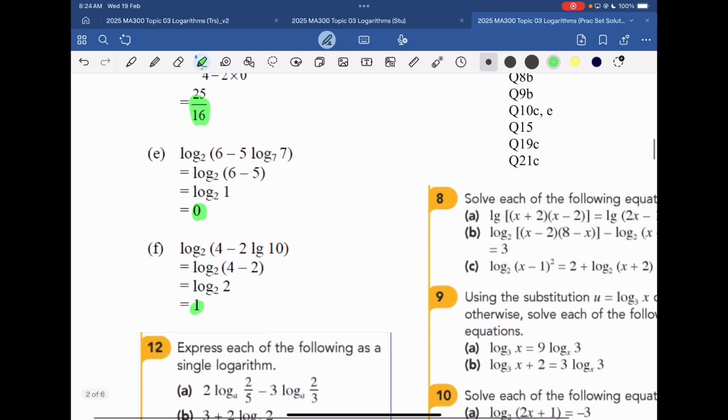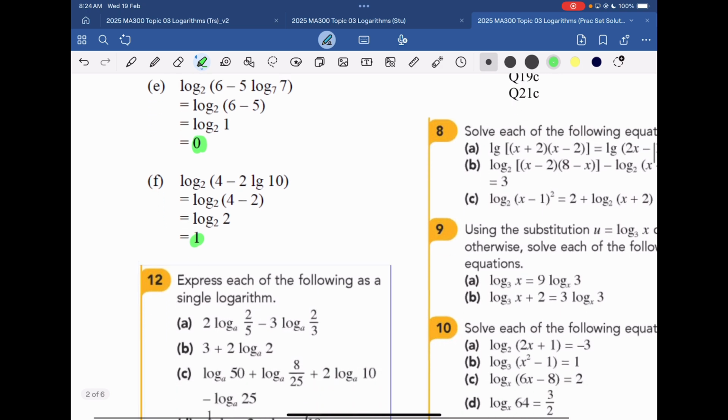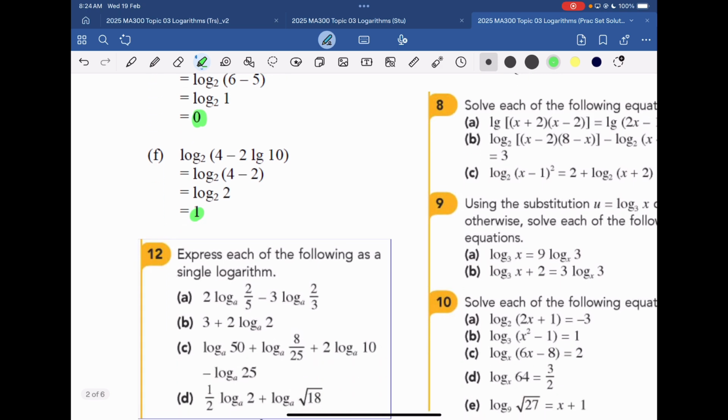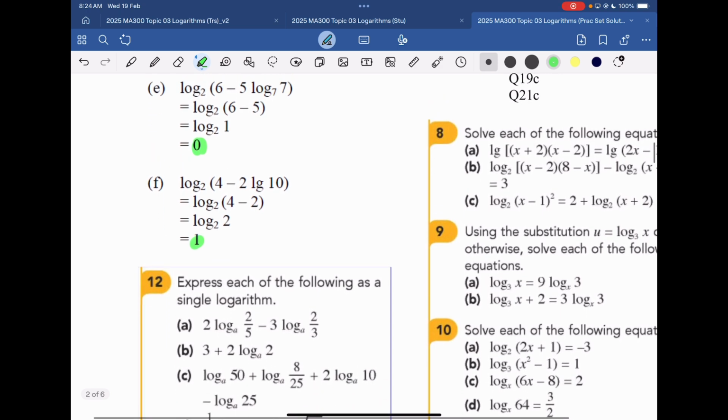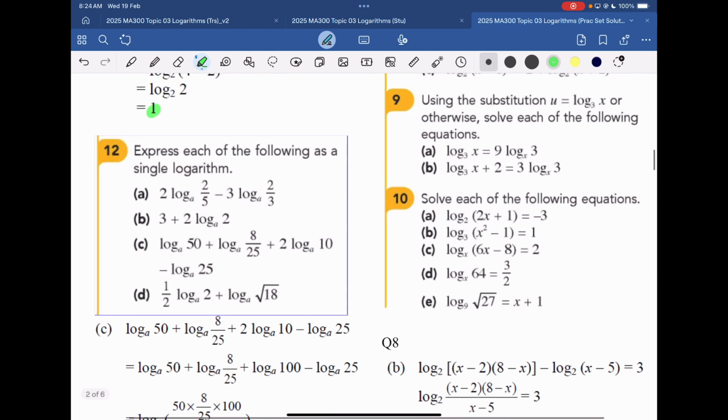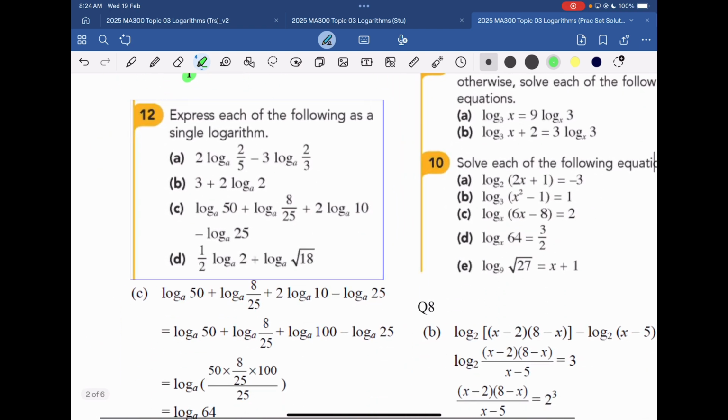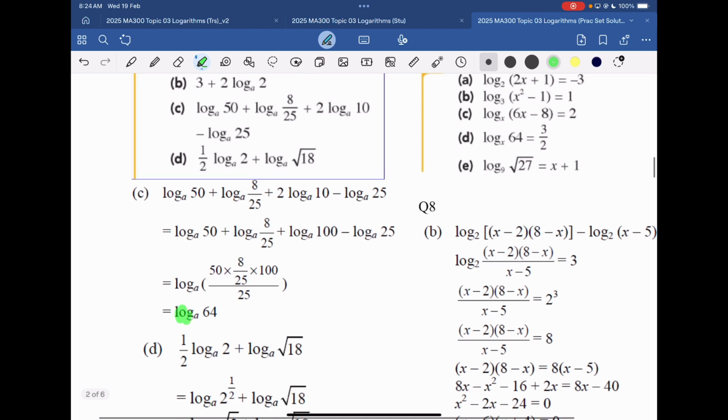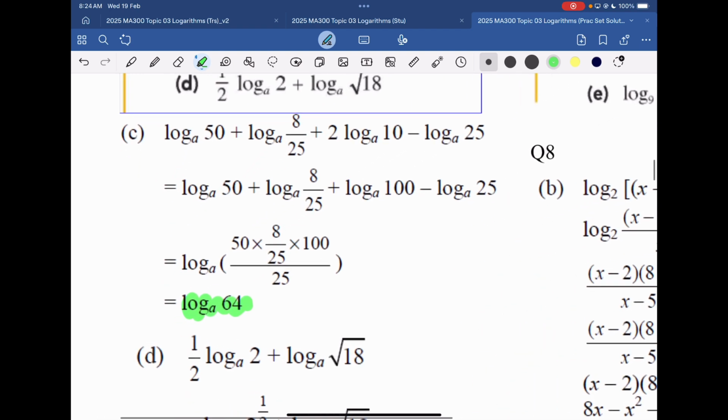By tomorrow, ASAP. You must give me latest next week so that I have time to mark and return it to you, so that you can use it to study for quiz 2. Question 12C: you should get log base A 64.